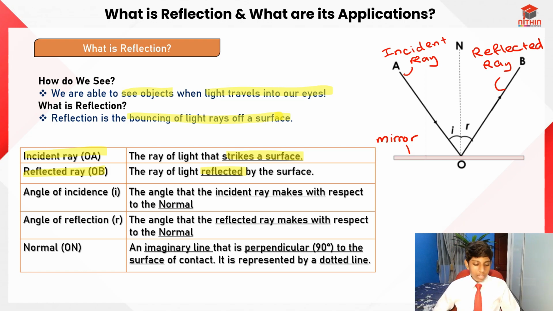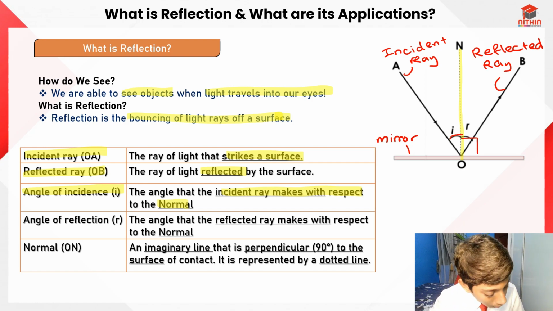Okay, next we have the angle of incidence. It basically means the angle that the incident ray makes with respect to the normal. The normal is basically a perpendicular line coming down onto the mirror surface. As you can see, this over here is the normal. So the angle of incidence is the angle the incident ray makes with respect to the normal.